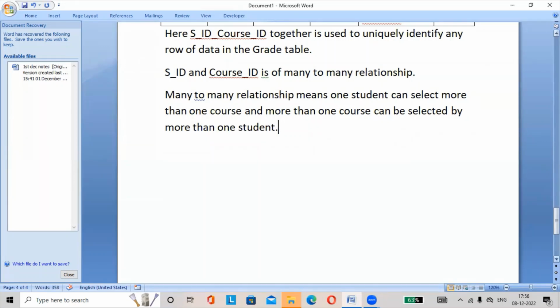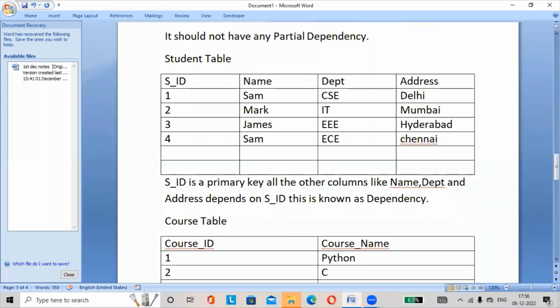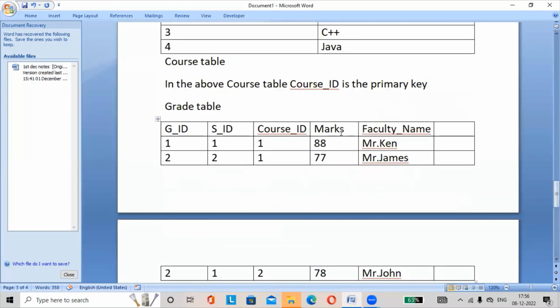Okay, in the grade table we have one column named faculty. Faculty is only dependent on subject. Yes or no? In the grade table we have faculty name. Faculty name is dependent on subject. What is the primary key condition? All the columns in the table should depend on the primary key. But here faculty name is dependent on subject. Here the subject column is not included. So what we have to do?